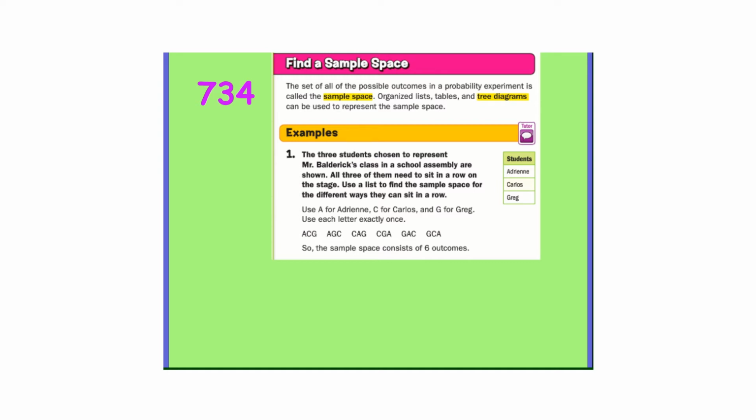So if they just use their first initials there. Maybe Adrian's first, then Carlos, then Greg. Maybe Adrian, then Greg, then Carlos. Okay, so that's the sample space. 6 outcomes. This is the sample space.